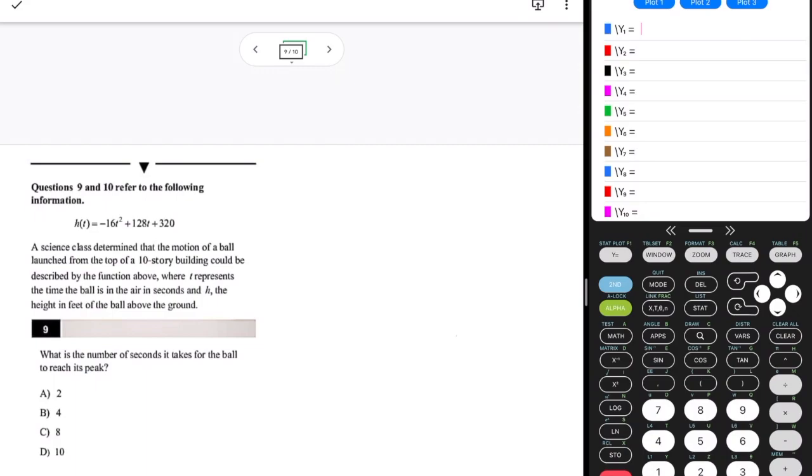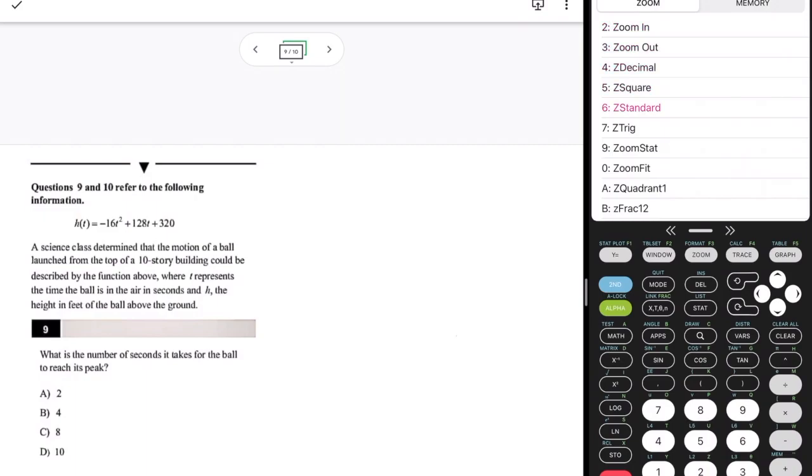So first, I'd say this is the easier method, which would just be to plug it into your calculator and have the calculator solve it out for you. So let's put this into our calculator real quick, and we have negative 16x squared plus 128x plus 320. I'm going to press graph.